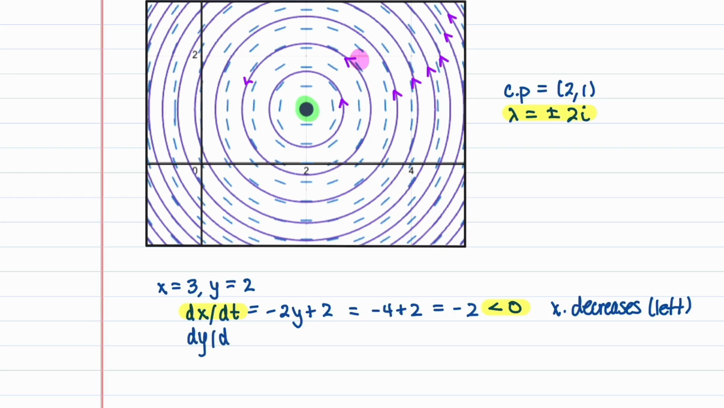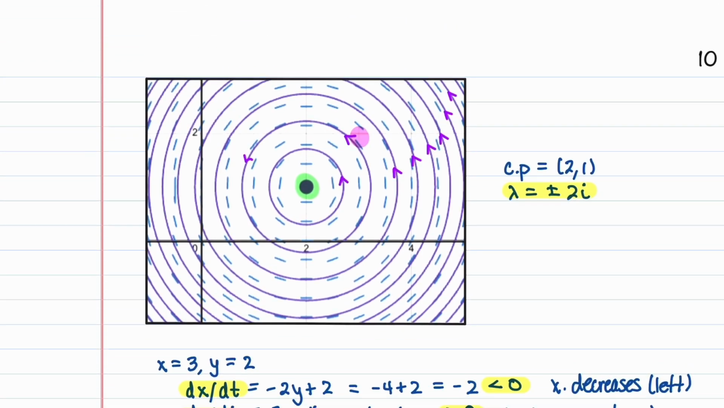Likewise, we had dy/dt, and that is equal to 2x minus 4. Plugging in x is 3, we get 6 minus 4, which is 2. That's greater than 0. So dy/dt is positive, so our y increases, which means our solutions are going to move up. This means that our solutions are going to move up and to the left, which results in a counterclockwise rotation.